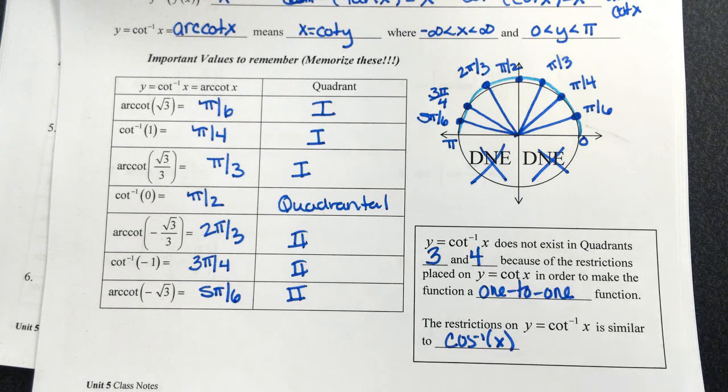Remember, the C's go together. The inverse cosine and the inverse cotangent are in the exact same location. The tangent, inverse tangent, and inverse sine are going to be in the same locations. Okay?